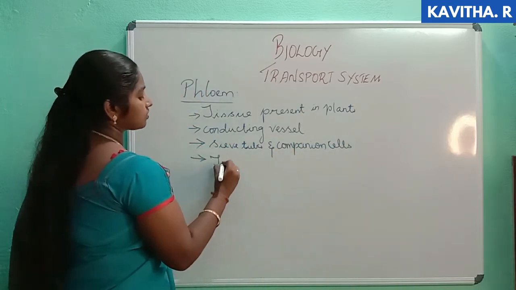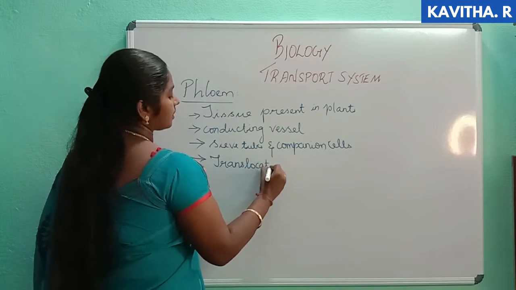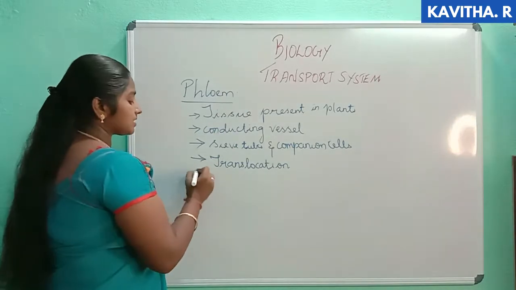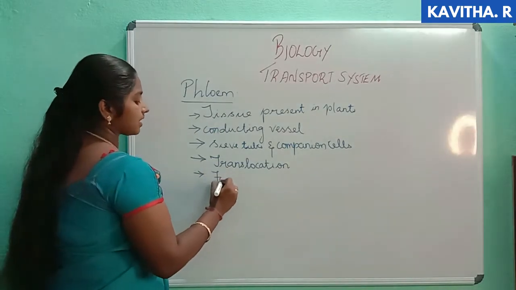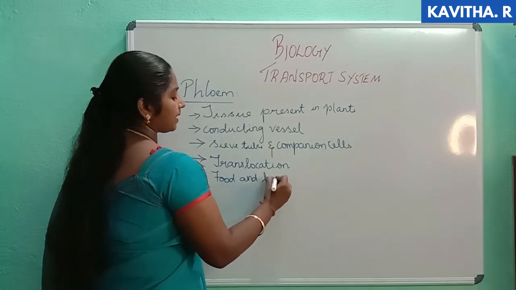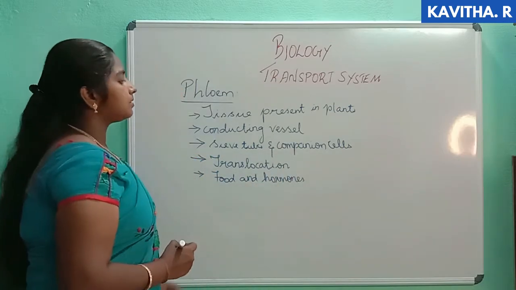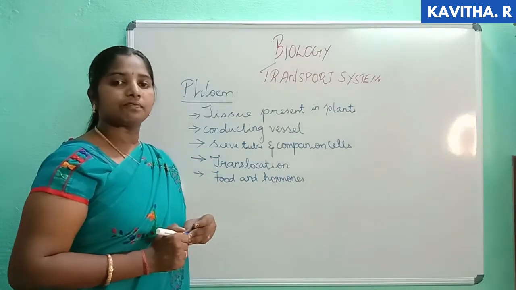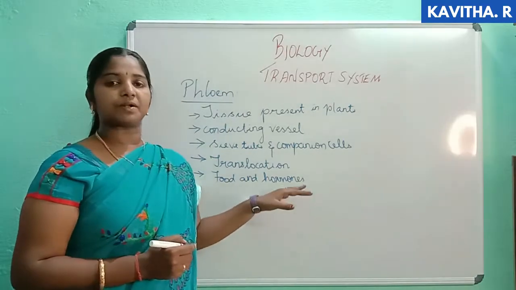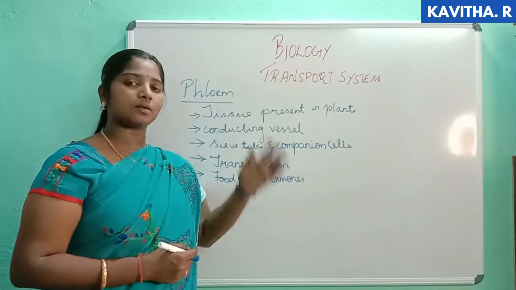Here we are going to see the process called translocation. What kind of substance does the phloem take through the plant? It takes all the synthesized food and hormones to all parts of the plants. This is the mechanism behind the phloem. Phloem carries all the food and hormones prepared by the leaves, and from the leaves they move towards all parts of the plants.